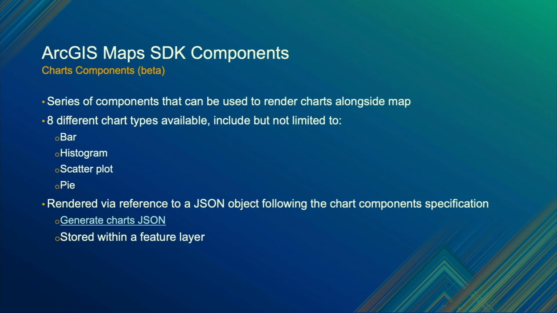And they're rendered through an item ID of the web map in your web app. And the way that your web app will render the chart is it'll render out the chart through a reference of a JSON object, which will follow the chart's component specification. So earlier I mentioned that if you have a web map that contains a feature layer and has a chart authored in it, your web app will be able to access that chart JSON object and use that to render out the chart with the chart component.